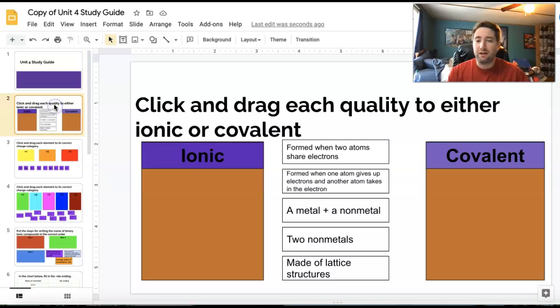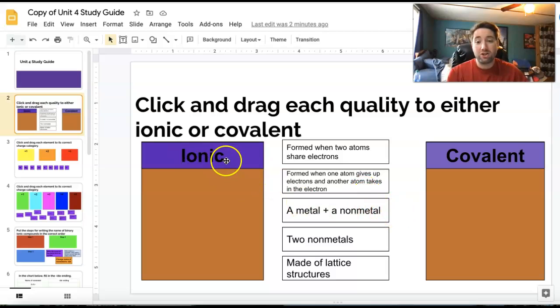It says click and drag each quality to either ionic or covalent. So if you want to quickly review ionic or covalent, ionic is going to be whenever you have a metal and a nonmetal, and the metal is going to give up electrons, and the nonmetal is going to take them in. Alright, and the ionic ones, those are going to be the ones that conduct electricity, and they're going to be made up of kind of like a lattice structure. And when I say a lattice structure, it's just like a giant block of alternating positive and negatively charged ions. Alright, so let's click and drag these.